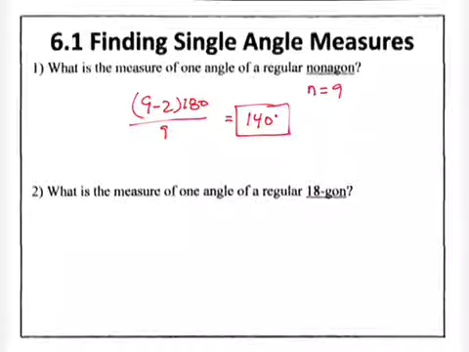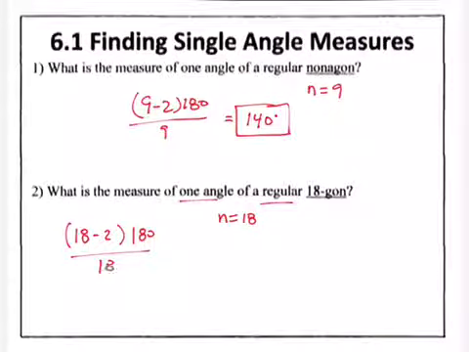And then question 2, an 18-gon. They want one of the angles inside of the regular 18-gon, so that means n in this case is 18. So we just plug it in. We've got 18 minus 2 times 180 over 18. When you multiply out the top and then divide by the bottom, you get that every angle inside of that polygon has a measure of 160.